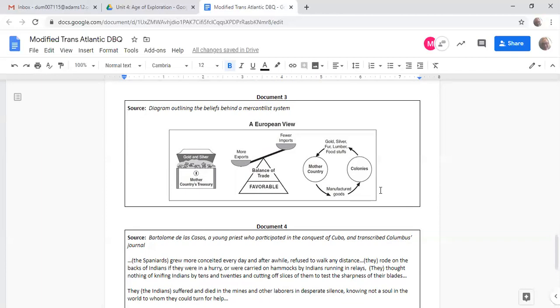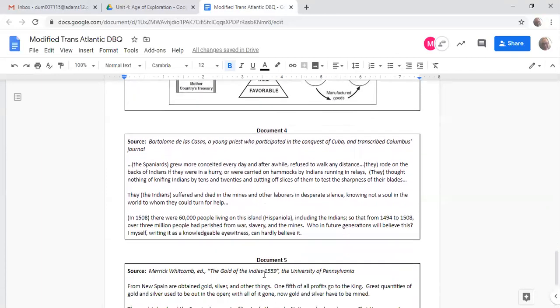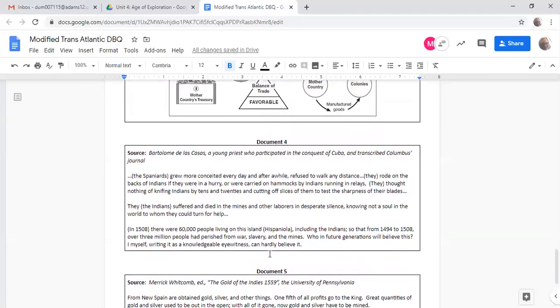Okay, very cool. So document 4, I'm going on to, this is from Bartolome de las Casas. He was a young priest who did participate in the conquest of Cuba, and he transcribed Columbus's journal. Okay, so we know this guy was a priest, so he's Christian. We know he was there. I mean, he transcribed Columbus's journal, so it's definitely a first-hand account. Let's see what he says.